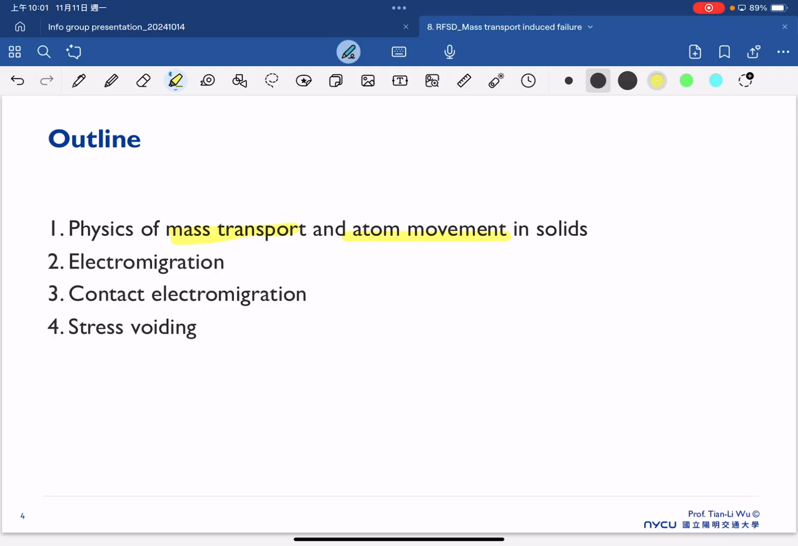But as we already know, as long as you have a different material interface, you always get the problem of electron migration. That also happens in the contact region. So the third part is contact electron migration. And the last one is what we call stress voiding. Here, the stress voiding is not electrical stress; what we call stress voiding is what we consider as mechanical stress.